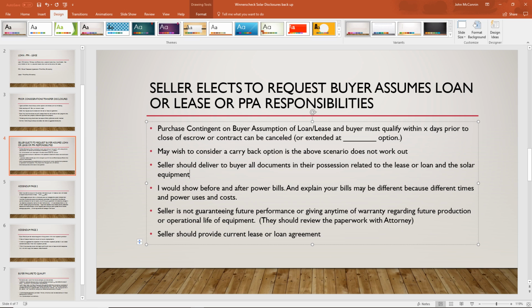So I would also consider showing before and after power bills, but I would put a disclosure on there saying utility rates and billing and time can cause these bills to vary. Your usage could vary. Like for instance, I have 4 kids, 6 people in my family. So we have pretty high power bills in California.